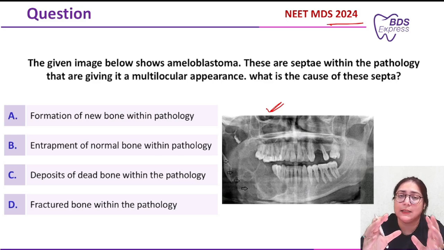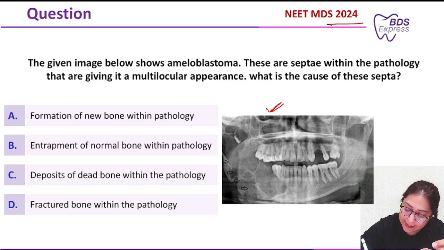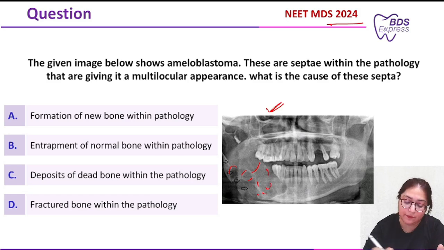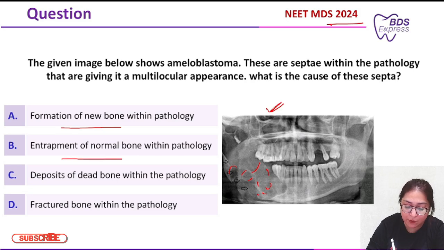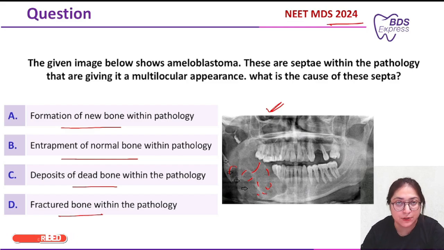Now they were asking the reason why these septae, since it's a multilocular lesion, why these septae are seen in the cases. What's the exact reason for this? Options given were formation of new bone within the pathology, entrapment of normal bone within the pathology, dead bone within the pathology, fractured bone within the pathology.